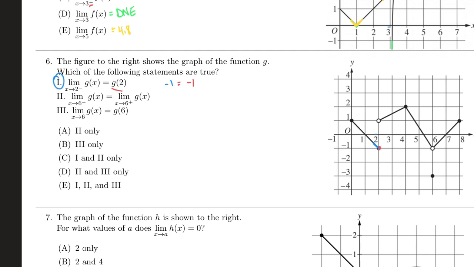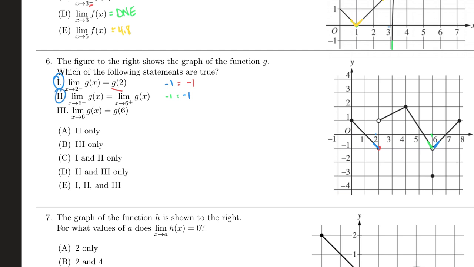All right, 2, the left hand and the right hand limit at 6 are equal. So if we're at 6, just to the left of 6, we're in this area, and that looks like it's going to be -1. Just to the right of 6, we're right here, and that also looks like we're going down towards -1. So these two are equal.